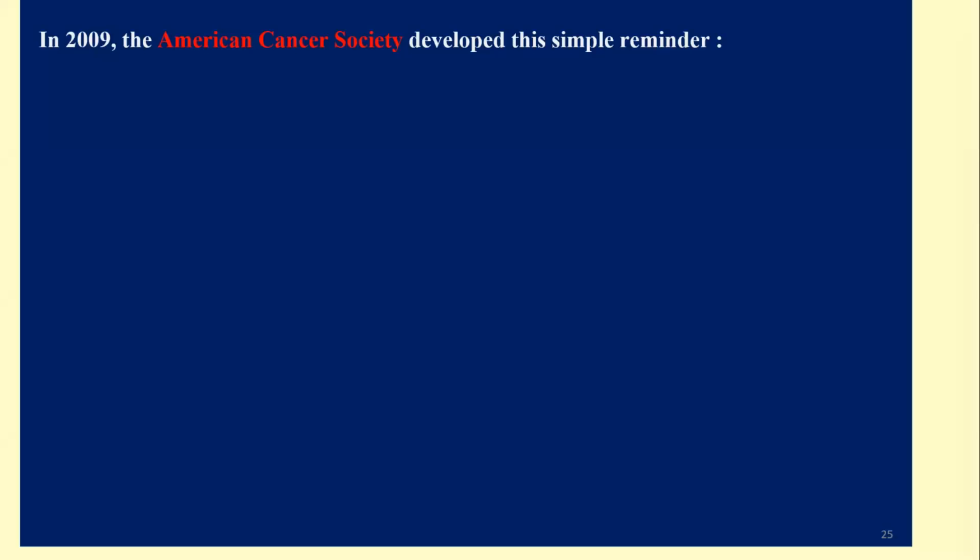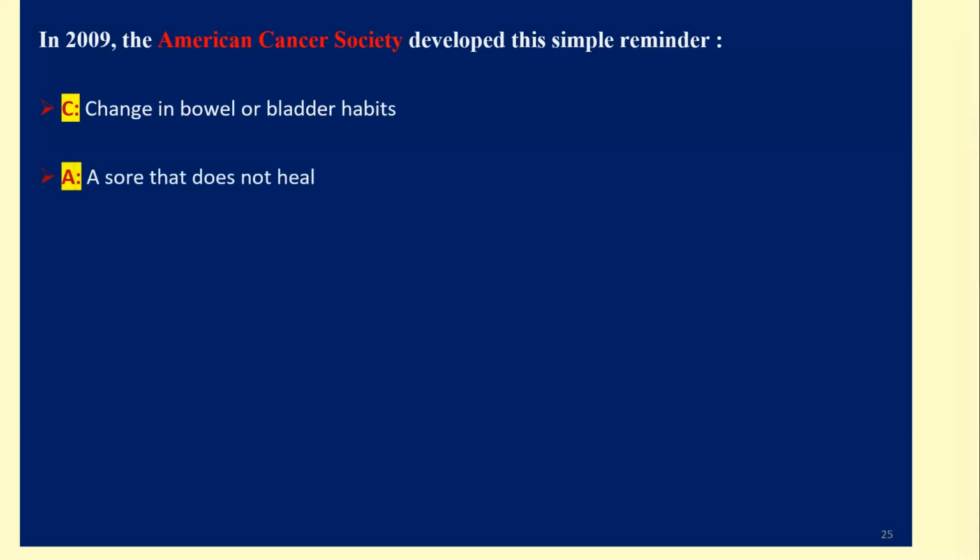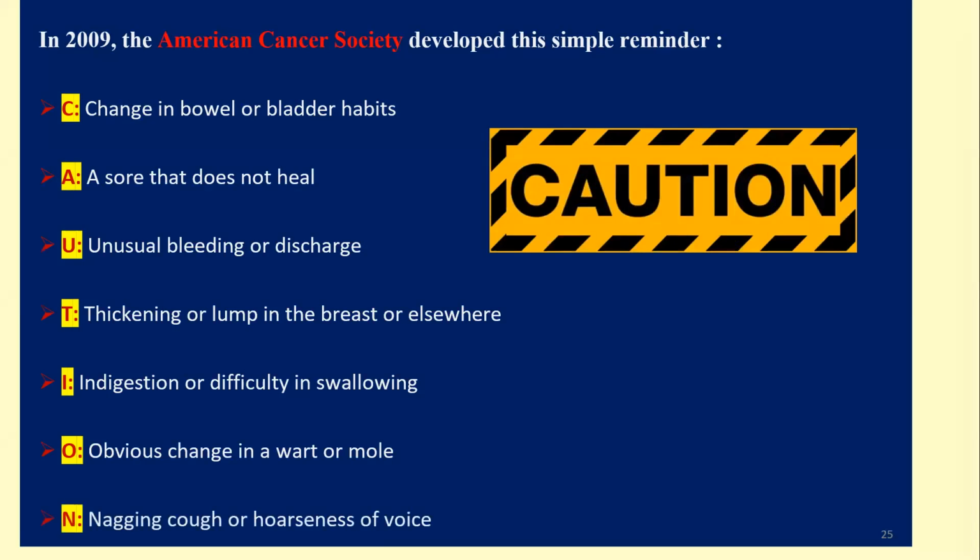The American Cancer Society has developed a very simple term. They call it CAUTION. C for change in the bowel or bladder habit. A for sore that does not heal. U for unusual bleeding or discharge. T for thickening or lump in the breast or elsewhere. I for indigestion or difficulty in swallowing. O for obvious changes, and N for nagging cough or hoarseness of voice. So, caution. Remember that thing. You may take a screenshot, and you may remember that thing.